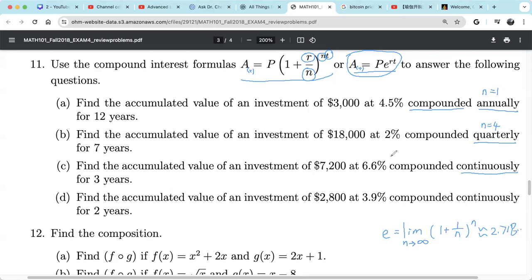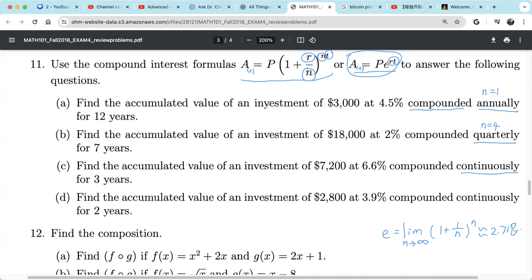So when compounded continuously, we use the second one: A of t equals P times e raised to rt. You see in the exponent we have the interest rate r times t. Those two formulas are different. In the first one, we have n times t because n is a number, so the exponent is n multiplied by t. In the second one, we don't have n anymore. n is a part of e. We have e raised to r times t.